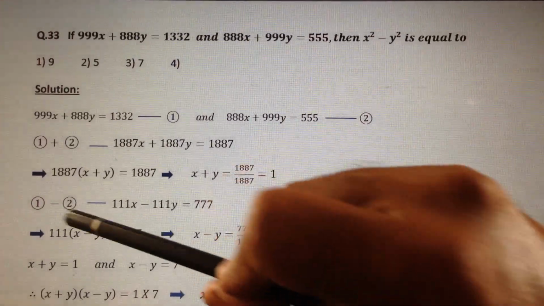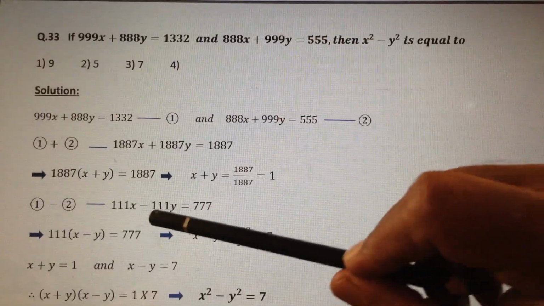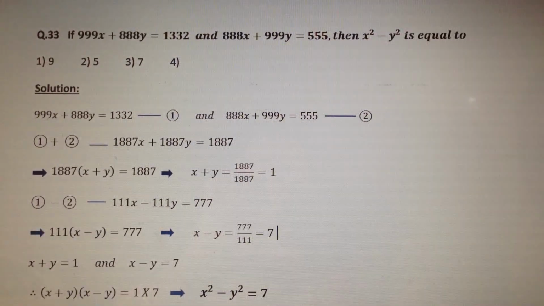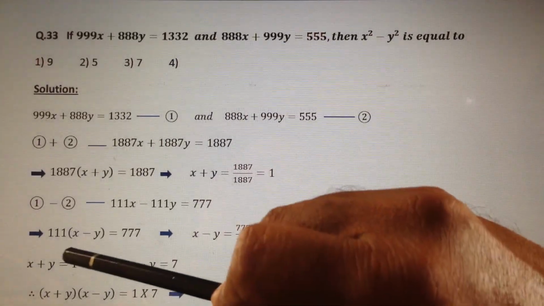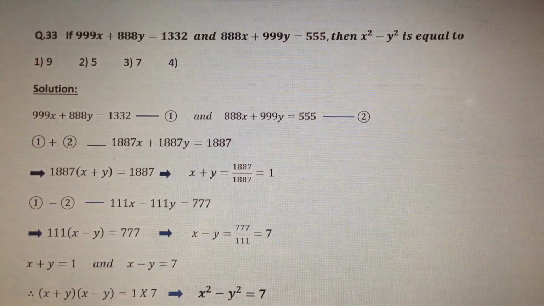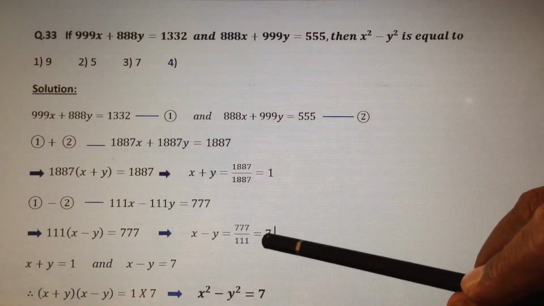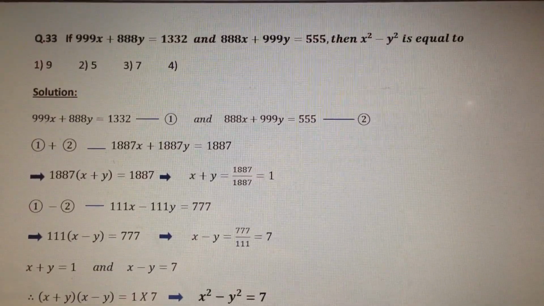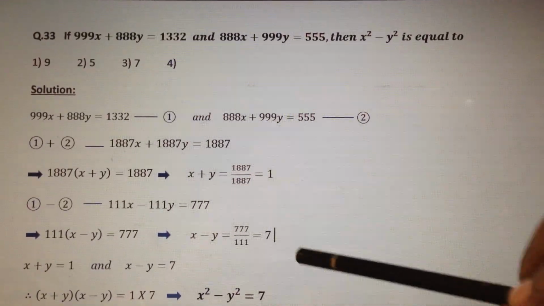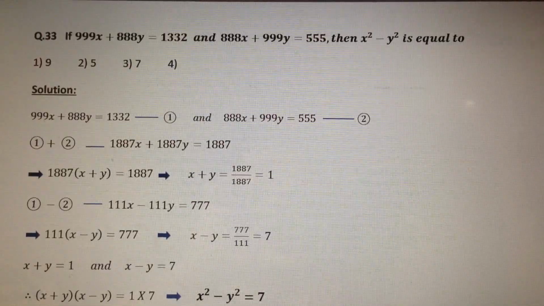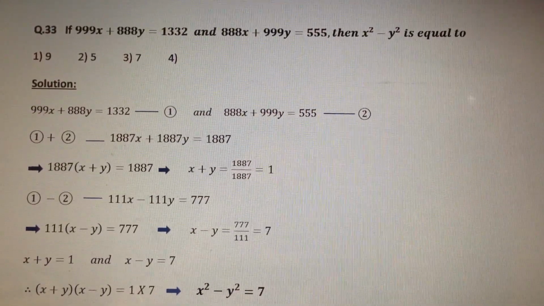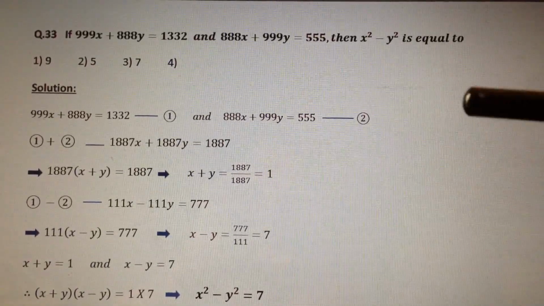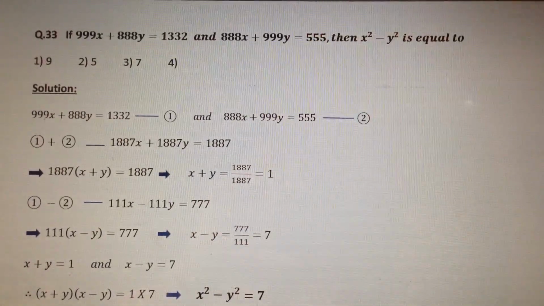Now, equation 1 minus equation 2 gives 111x minus 111y is equal to 777. Therefore, 111 into x minus y is equal to 777, and x minus y is equal to 777 by 111, which is equal to 7. Therefore, x plus y is equal to 1 and x minus y is equal to 7. Therefore, x square minus y square is nothing but x plus y into x minus y, which is equal to 1 into 7. Therefore, x square minus y square is equal to 7. So, our answer is option number 3.